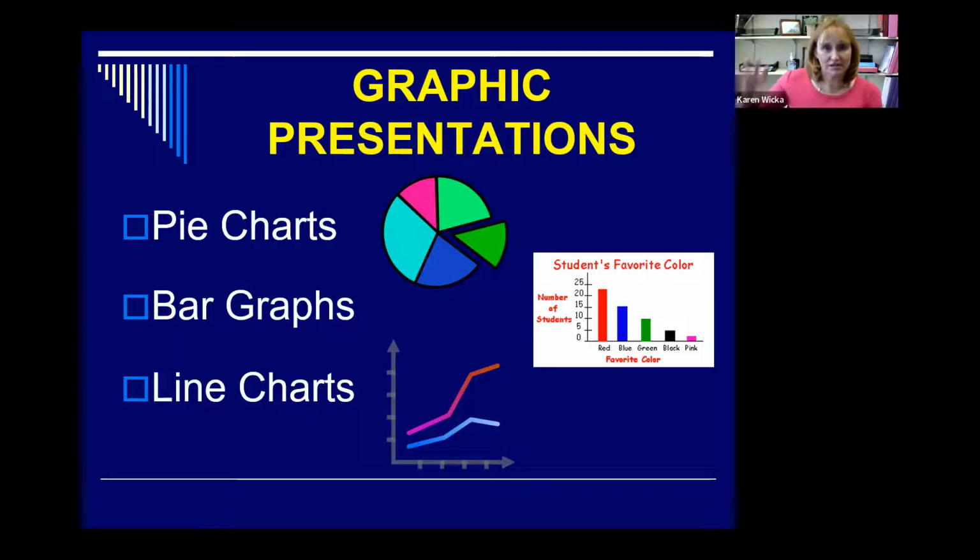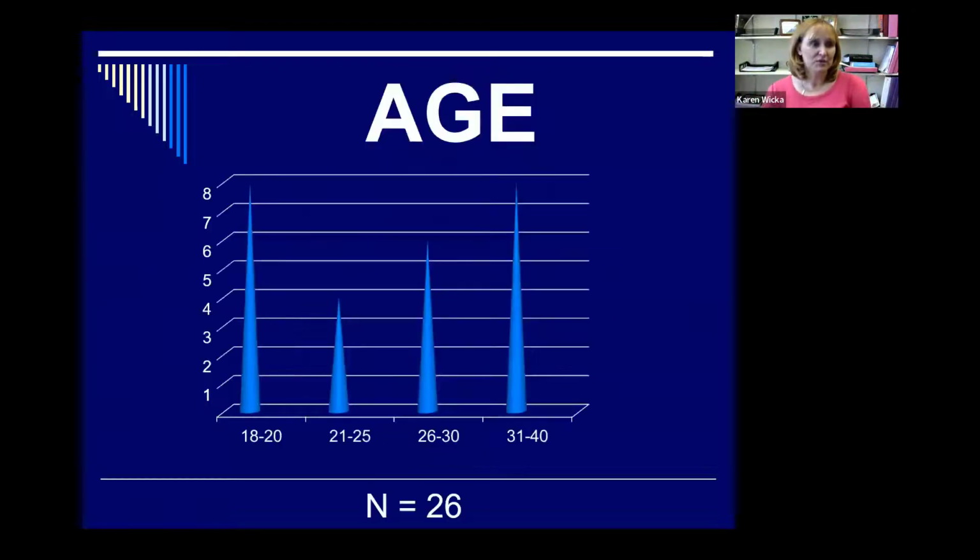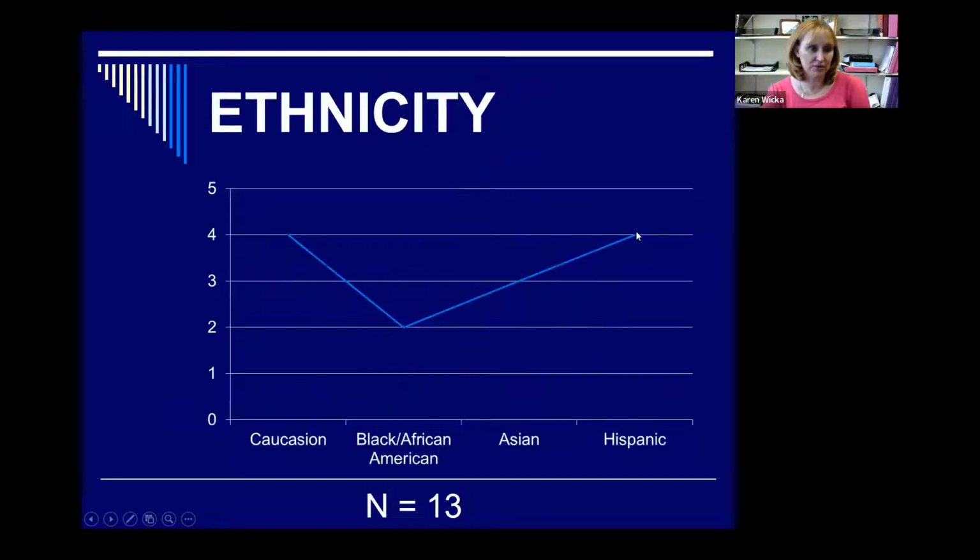So the charts are going to be appendixes, but within your paper, you're going to include these graphs. So I have some examples to show you. This is a bar one that I did for age. It shows you how many you had at each age group. I did a line for ethnicity, so you can kind of see that example.